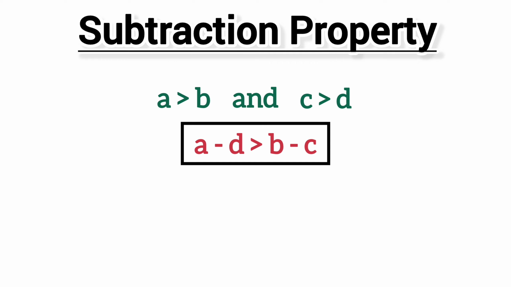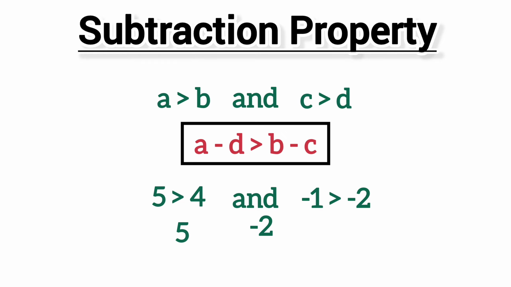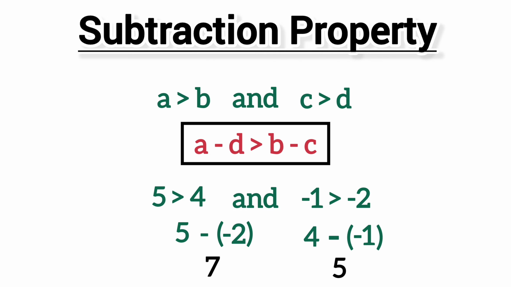To understand this better, let's take an example. So 5 is greater than 4 and minus 1 is greater than minus 2. If we subtract, 5 minus minus 2 becomes 7, and 4 minus minus 1 becomes 5. Clearly 7 is greater than 5.